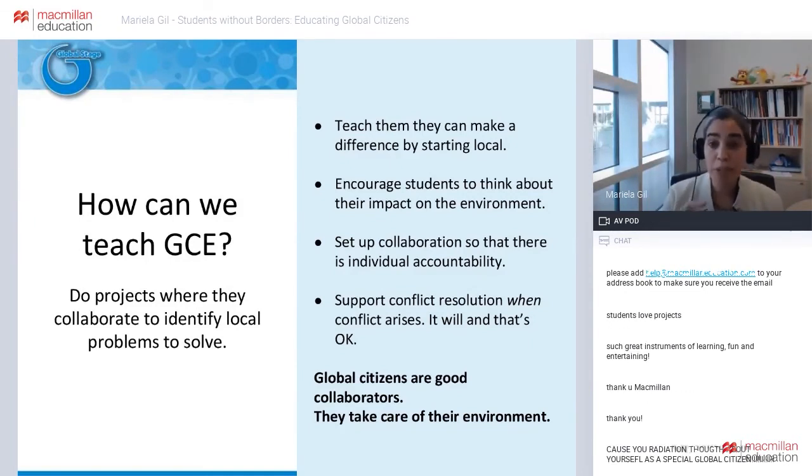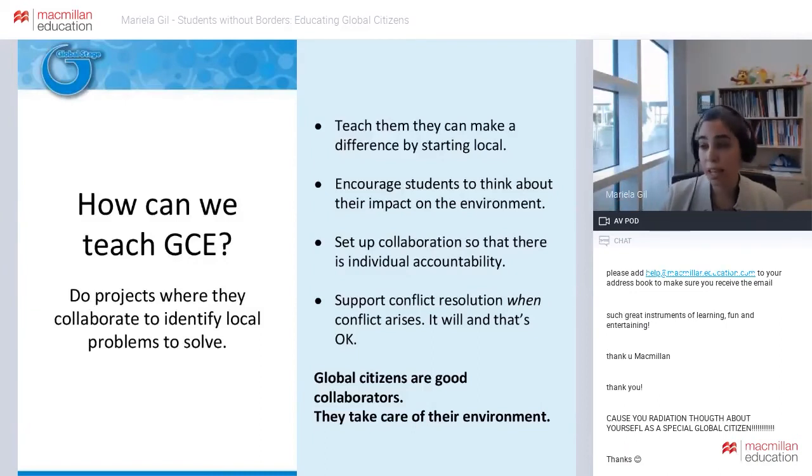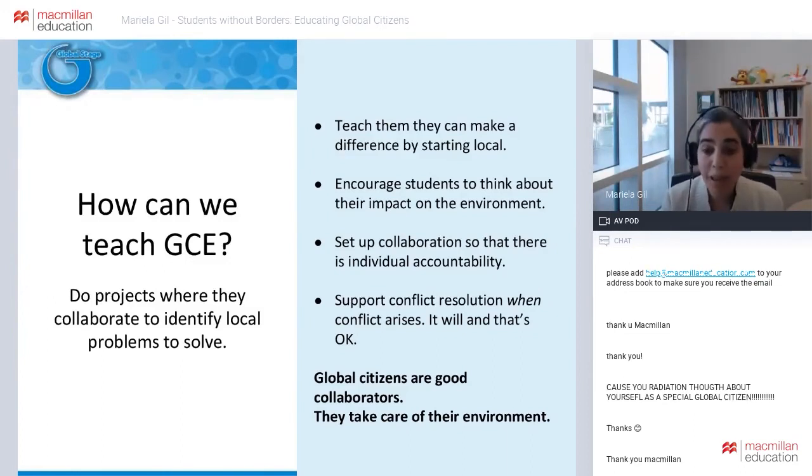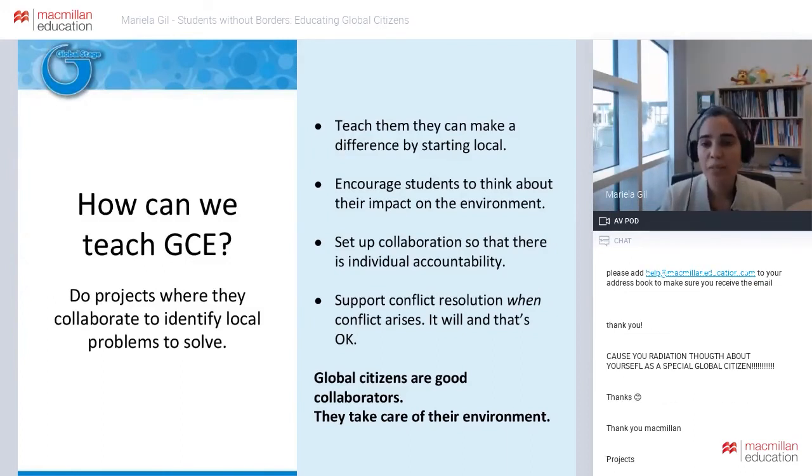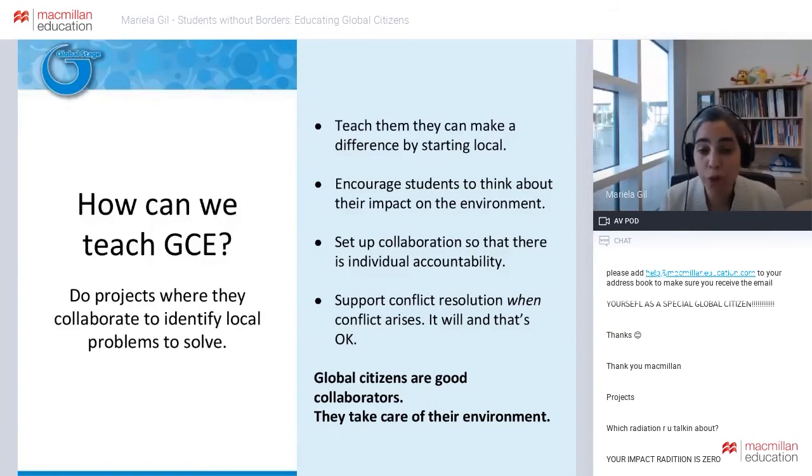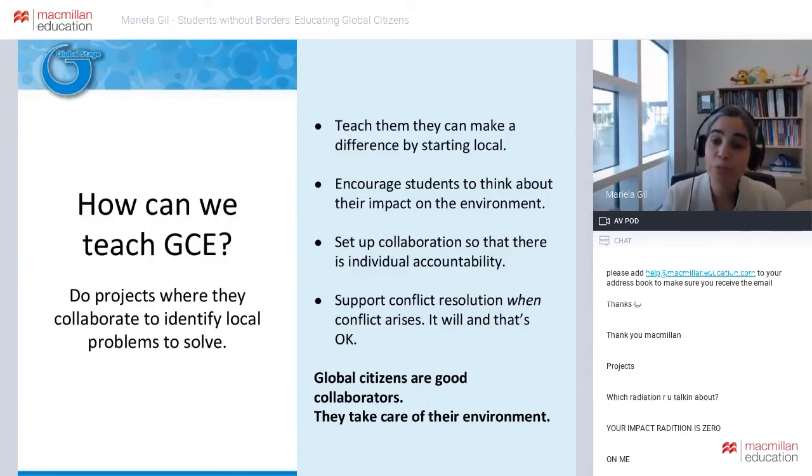We're having them think about their impact on the environment. What construction materials am I going to use, and how is that going to have an impact? How much is it going to cost? And then you set up collaboration so that, if they're tiny children, maybe they're deciding the colors, maybe they're deciding the shapes, whatever it is that's appropriate. But they have to reach a conclusion, and they have to be accountable for how they got there.